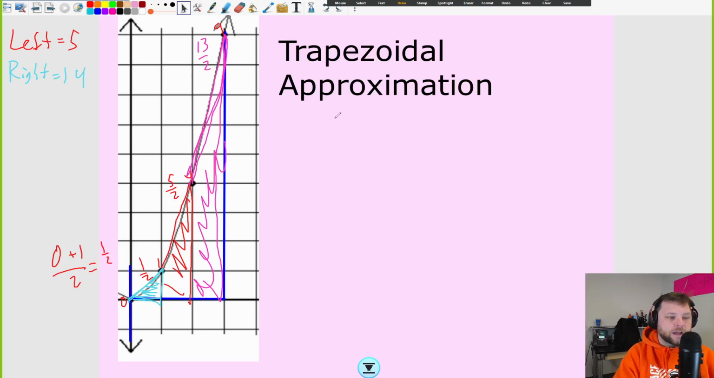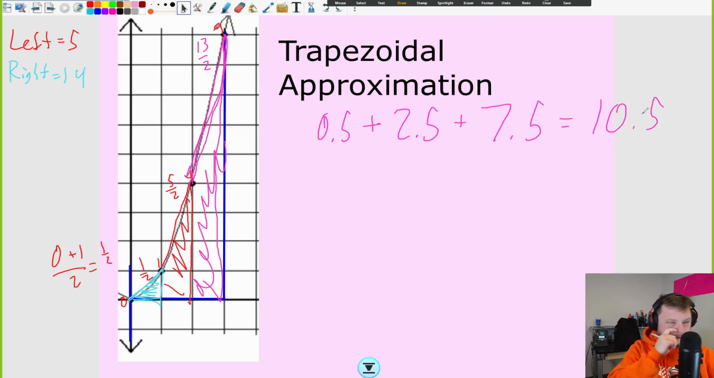So let's add these up. I'm at 1/2 or 0.5. I'm going to go decimals. Plus 2.5. 13 over 2 is 6.5. So I'm going to be at 10.5, right? Is that 13.5? Yeah. 7.5. There we go. We have a trapezoidal. It's going to be 10.5.